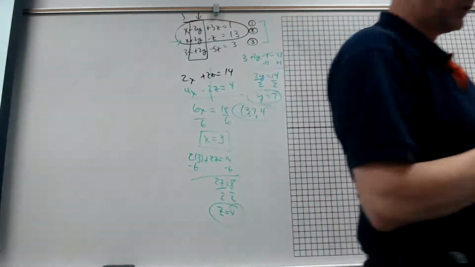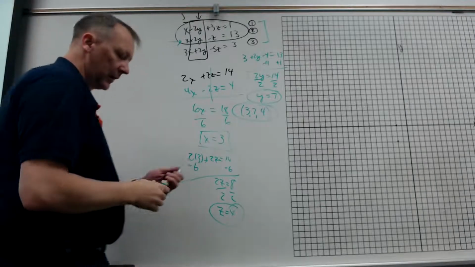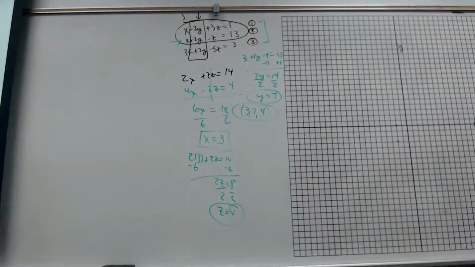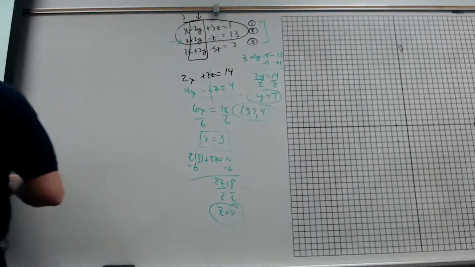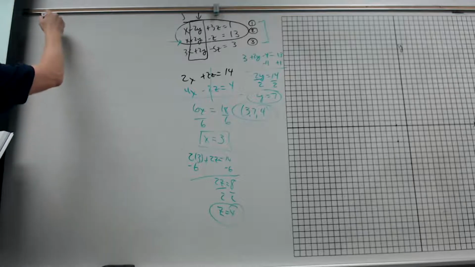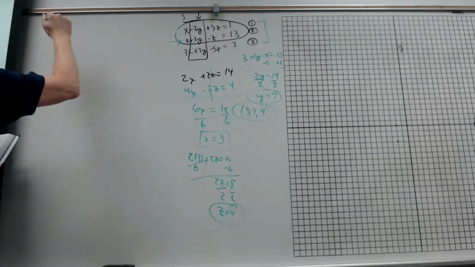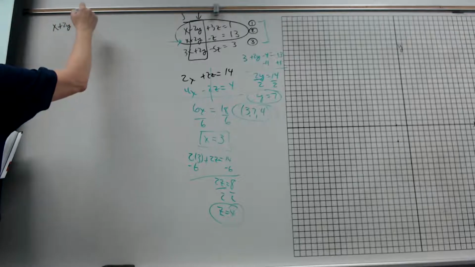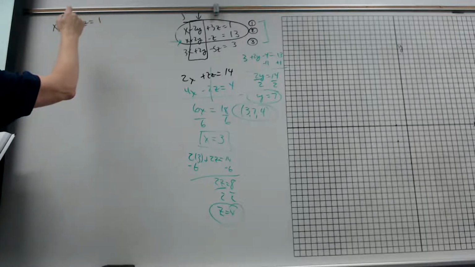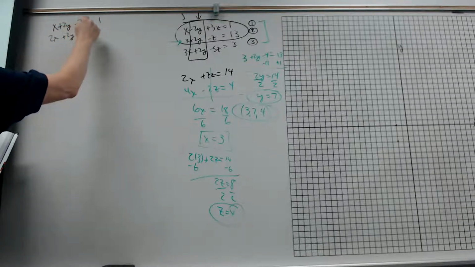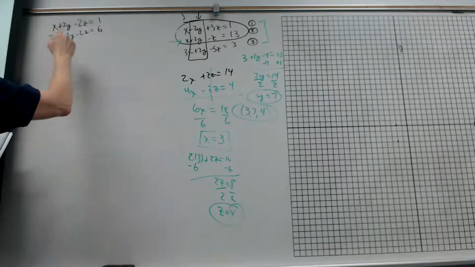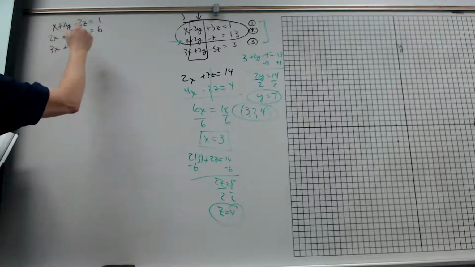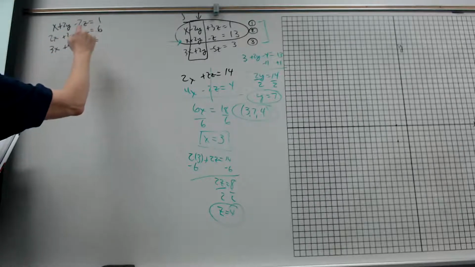All right, let's go with x plus 2y minus 2z equals 1. 2x plus 2y minus 2z equals 6. 3x plus 4y minus 3z equals 5.